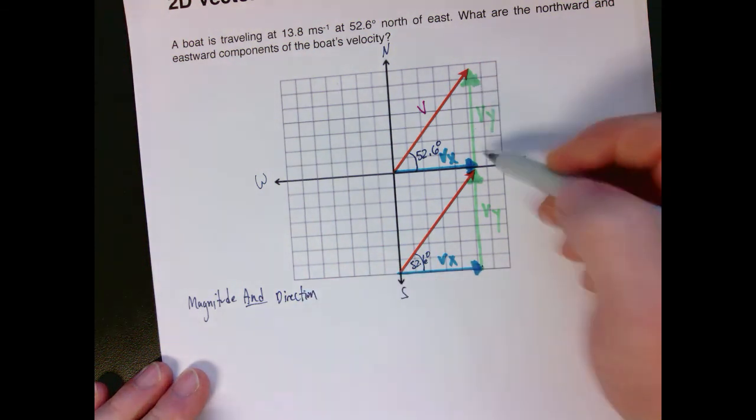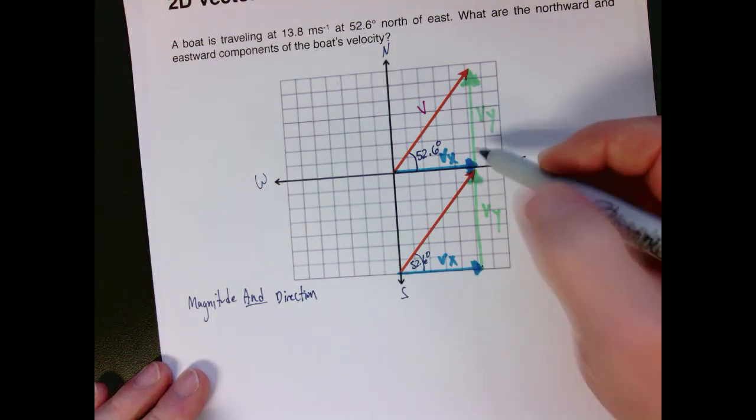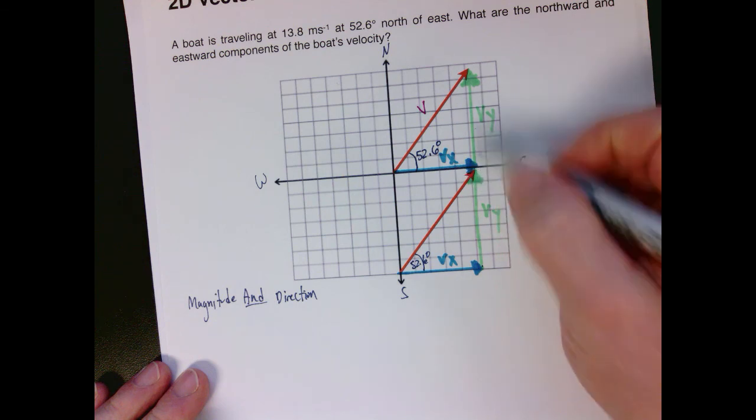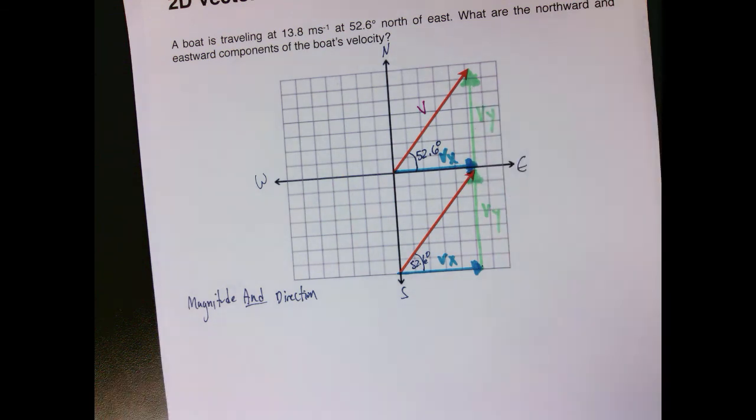Since these components are already drawn on the coordinate plane, we know the directions. Vx is east and Vy is north. It makes it very easy to deal with because there's no angle involved. So now it becomes a matter of finding out the sides of those triangles.